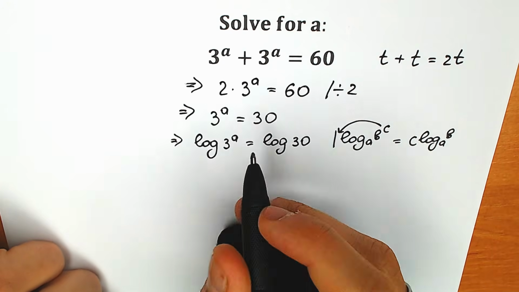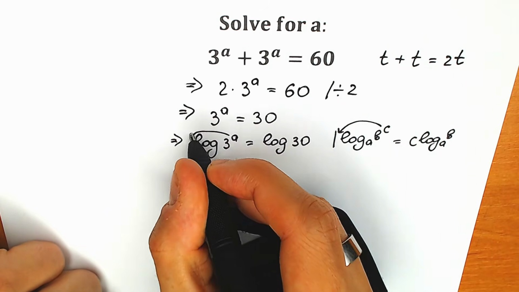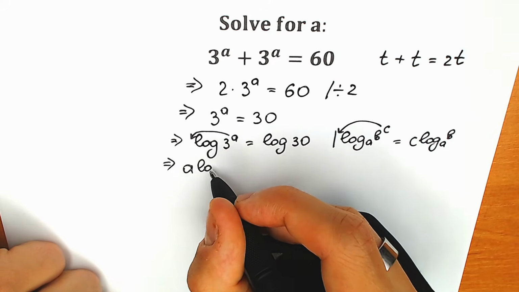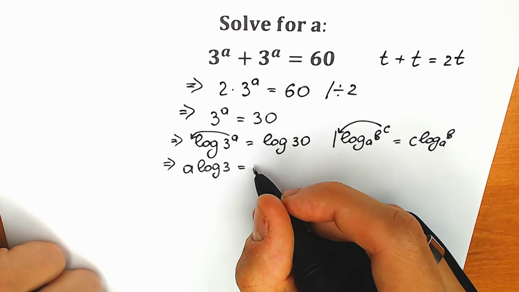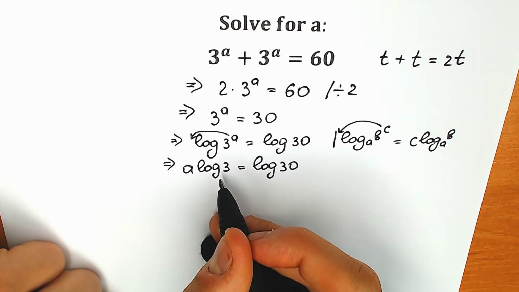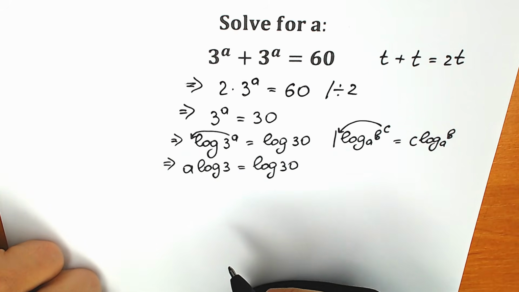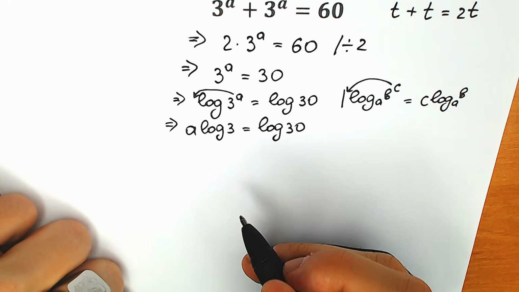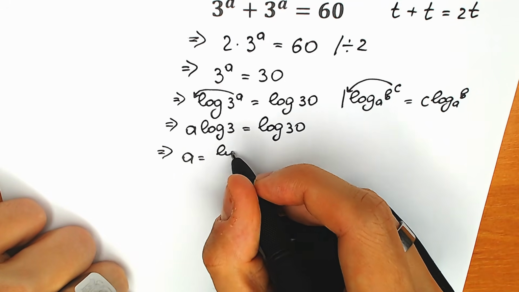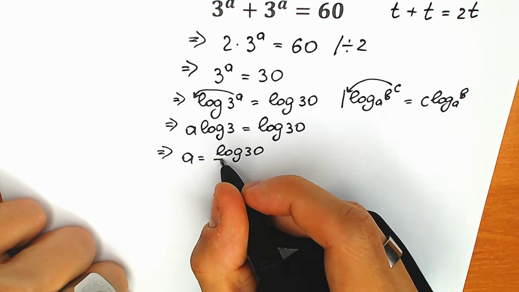This is a great thing. So right now this a, we can write right here in front of it. Let's do it. So we have a log 3 equals log 30. And the final move, let's divide both sides by this log 3, because we need to find only our a. As a result, we have a equals log 30 over log 3.